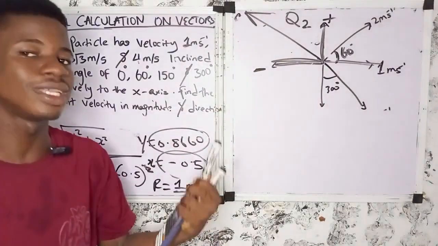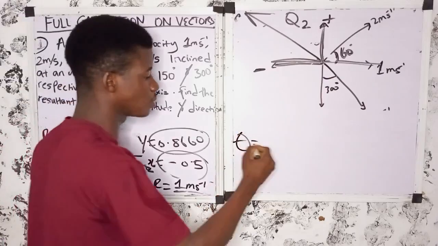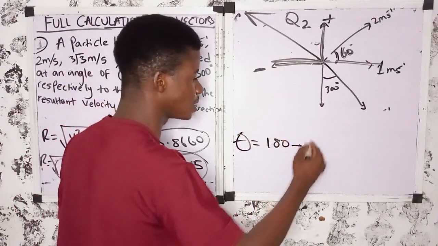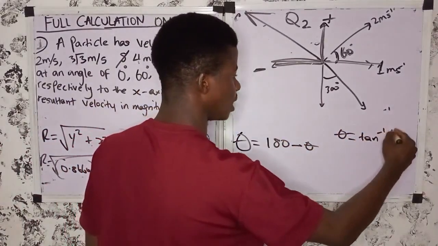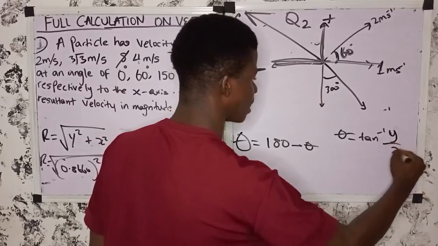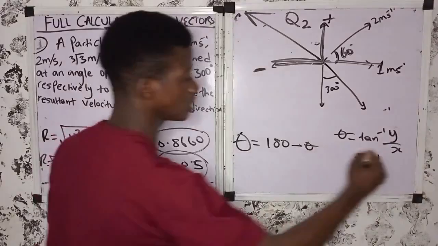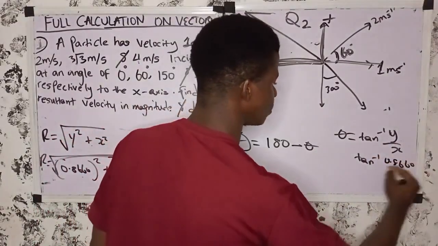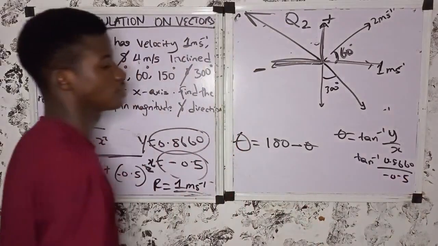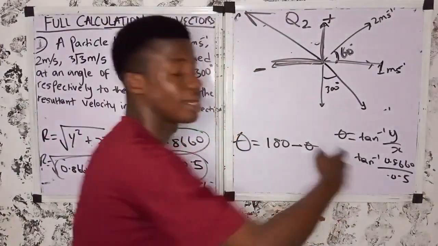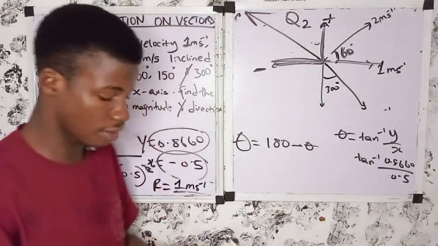Now, how are we going to look at direction when the vector is in the second quadrant? I told you guys that the direction is equal to 180 minus theta. And remember, theta is equal to the inverse of tan y over x, right? So the inverse of tan of y, which is 0.8660, divided by x, which is minus 0.5. Forget about the minus here, because we are finding an angle.